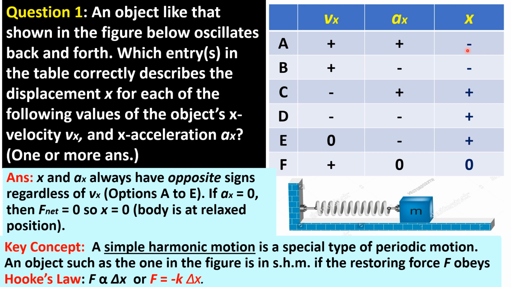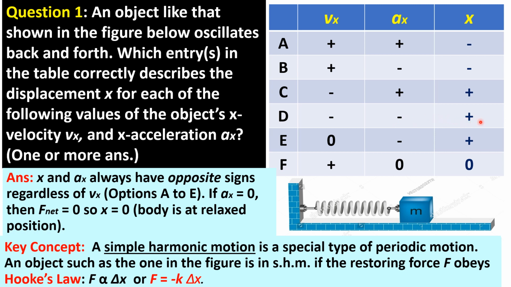But if you look at option B, it says if Vx is positive, Ax is negative, then the displacement x is negative. That cannot be because Ax must be opposite in sign to the displacement x. Option C as well cannot be considered because Ax and displacement x are both positive. But option D can be considered correct because Ax is negative, then x must be positive.